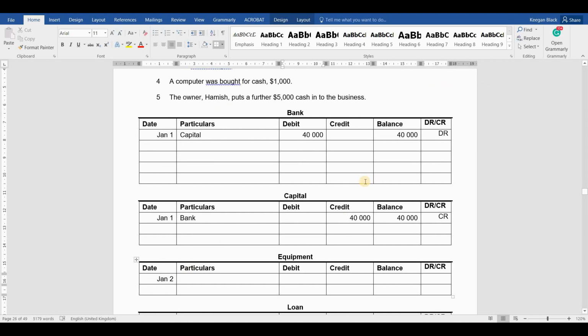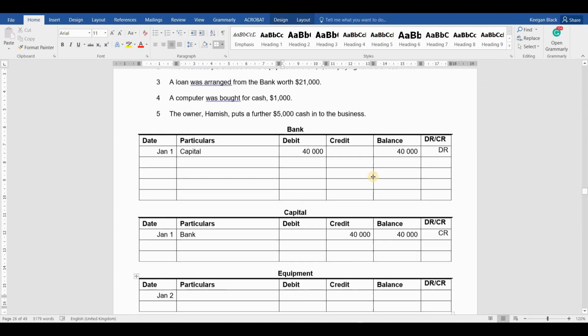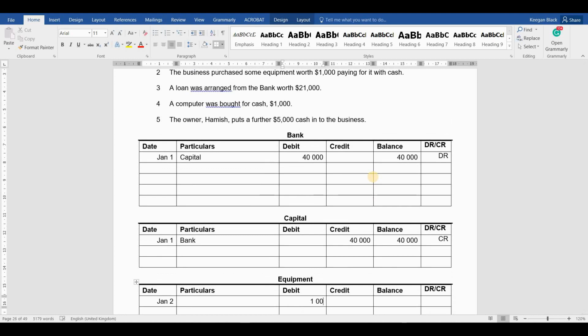Equipment is an asset. It's on the debit side and it's increasing because we're getting more equipment. So that's going to be debited for $1,000. That's a balance of 1,000 because there was 0 in there to start with. So that's that one done, except we just need to do our cross-reference. So we've done equipment. We're in the equipment account. We're going to buy that equipment with funds from our bank. So the other account that we're going to use is bank.